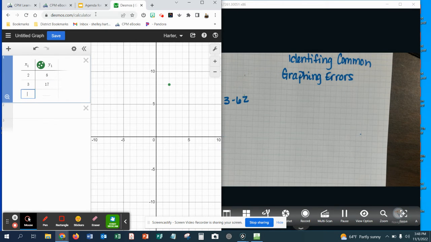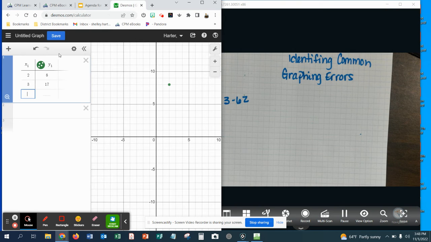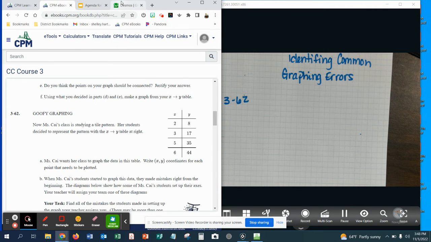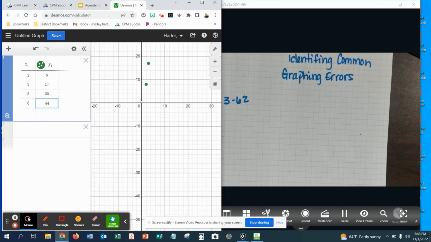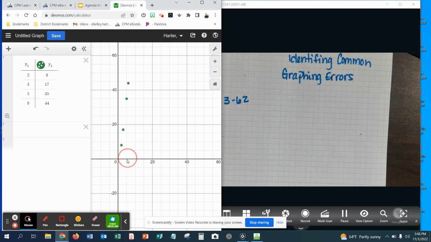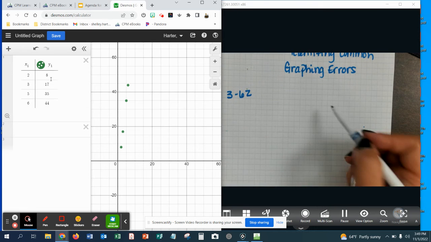What else we got? 5 and 35. Is this going to make a straight line? It is not. And then 6 and 44. We're just throwing it in there. Is it going to be a straight line? I don't think so. Let's take a look at how much it goes up by.